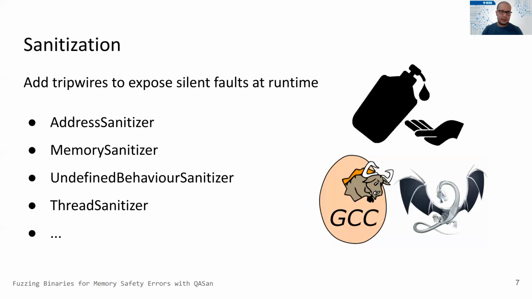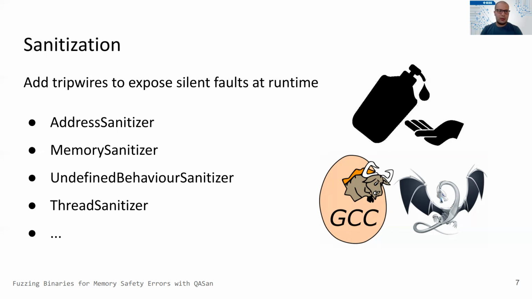Here come the sanitizers, which are compiler-based instrumentation that uncover this type of bugs. Each sanitizer addresses some class of bugs. Address sanitizer addresses memory-related issues like heap overflow, stack overflow, double free, use after free, and so on. Memory sanitizer addresses the uninitialized read problem, and for instance, thread sanitizer addresses the race condition, and so on.